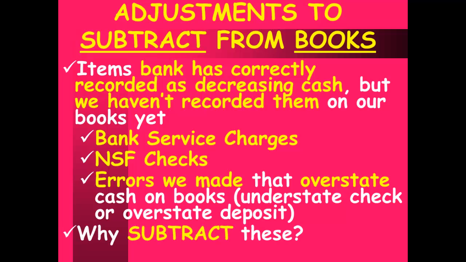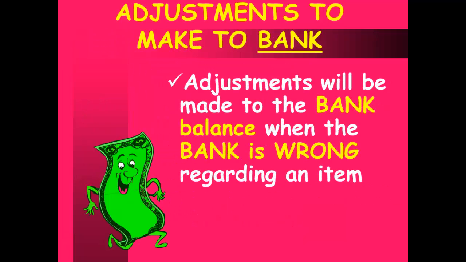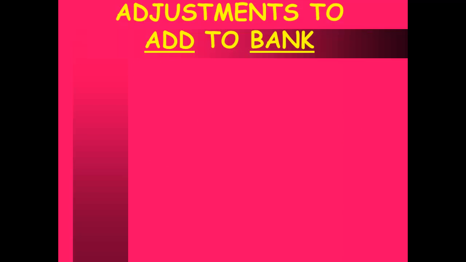Why do we subtract these items? Well, the bank has correctly recorded these items as reducing my balance. I don't have them showing on my books yet. How about adjustments to the bank? That will be where the bank is wrong about an item. We know about something and the bank doesn't know about it yet.